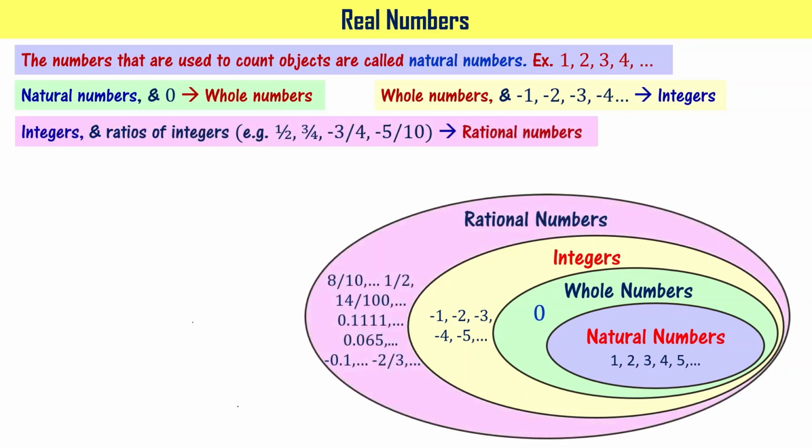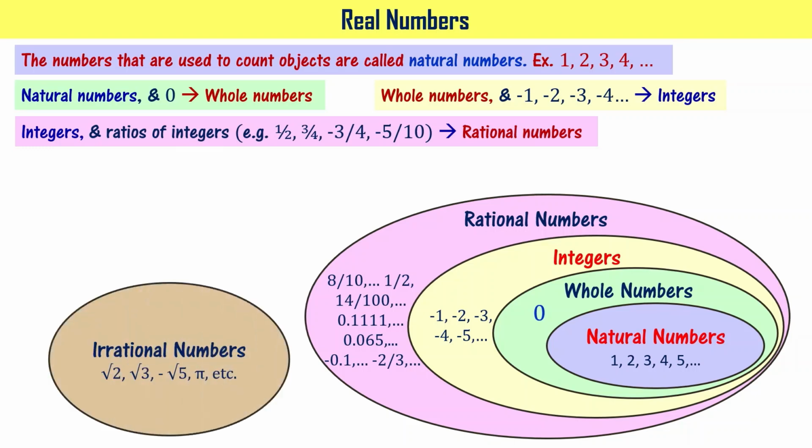If you group integers along with ratio of integers, for example, 1 by 2, 3 by 4, minus 3 by 4, minus 1 by 2, minus 5 by 10, 8 by 10, 14 by 10, 14 by 100, 0.111, 0.065, and so on, then the kind of numbers you get are called rational numbers. The group of numbers having integers and ratio of integers together are called rational numbers. Please note this point.